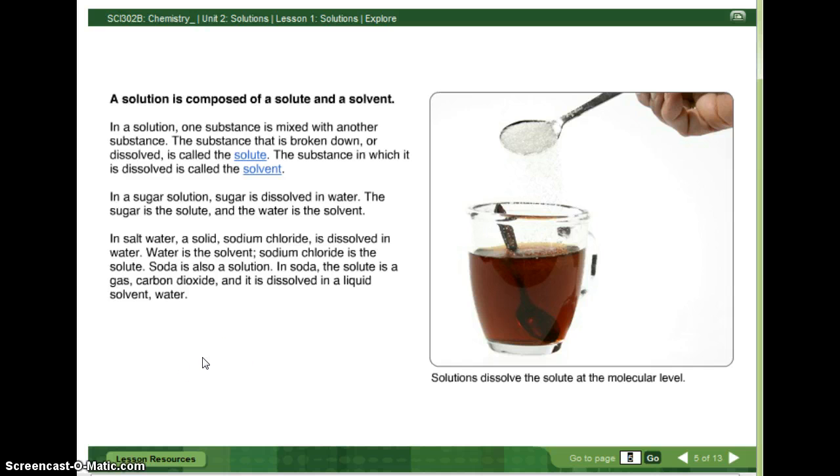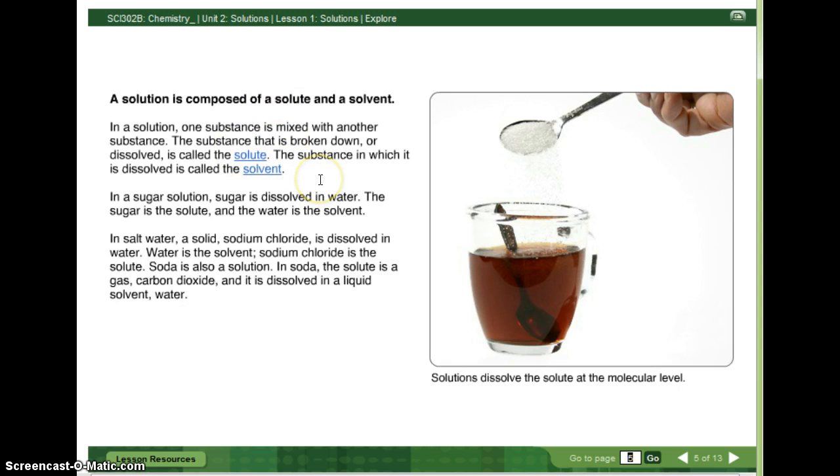A solution is composed of a solute and a solvent. Remember, the solvent is our water. In a solution, one substance is mixed with another substance. The substance that is broken down or dissolved is called the solute. The substance in which it is dissolved is called the solvent.